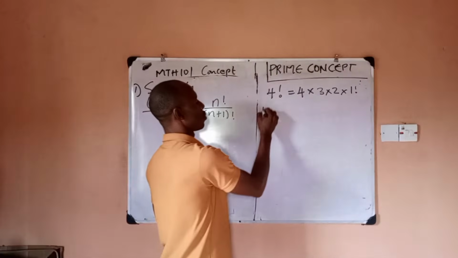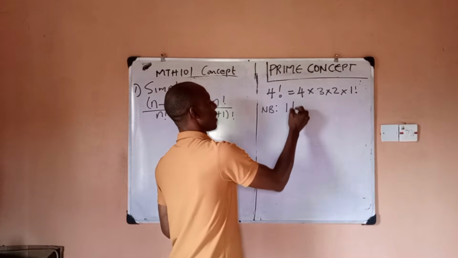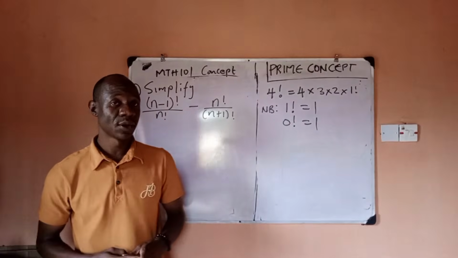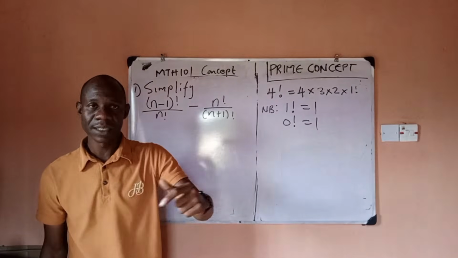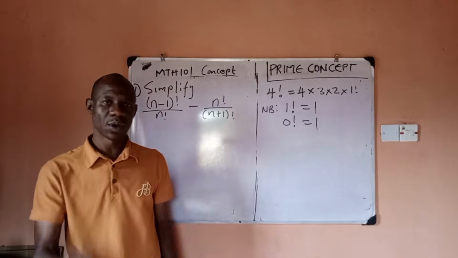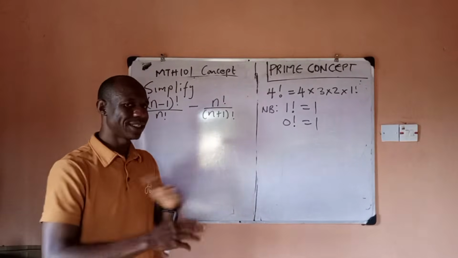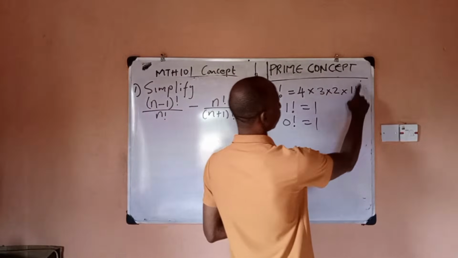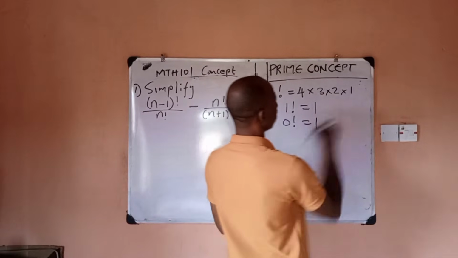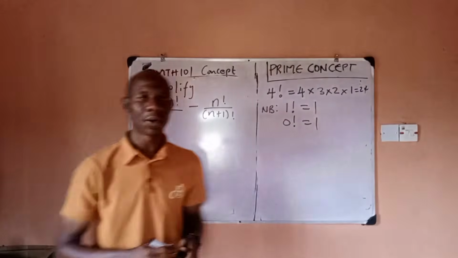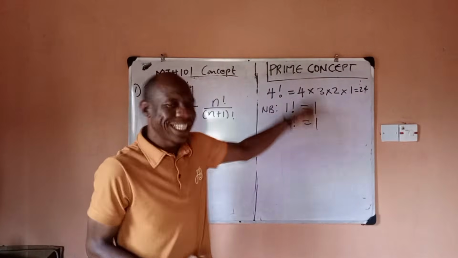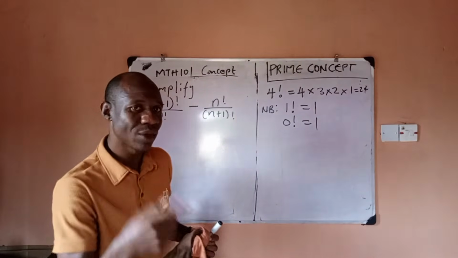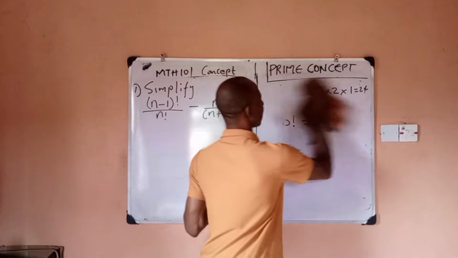But note, 1 factorial is always 1. 0 factorial is always 1. 1 factorial is what? 1. 0 factorial is what? 1. Don't forget that in your life. So it means that 4 factorial is 4 times 3 times 2 times 1, which is 24. Do you understand how factorial works? Factorial means you are decreasing it by 1. It means you are subtracting 1. So that is how factorial works.